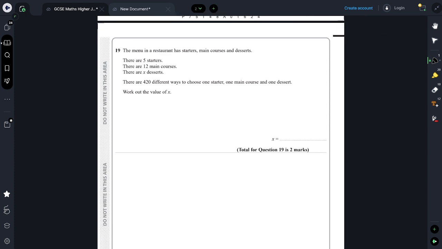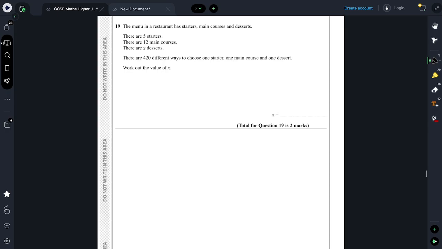In a menu, a restaurant has starters, main courses, and desserts: 5 starters, 12 main courses, and X desserts. There are 420 ways of choosing one starter, one main course, and one dessert. I did cover this last time as well. There was another counting question. In GCSE, if we want to work out combinations, you times them together.